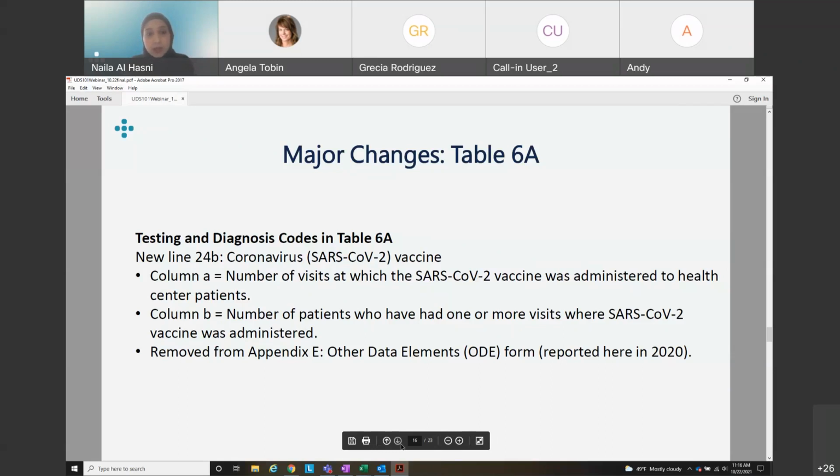Under 24B, in column A, you'll be collecting the number of visits at which the COVID vaccine was administered to health center patients, and column B will be the number of patients who have had one or more visits where the COVID vaccine was administered. This was removed from Appendix E, which is where you reported it in 2020, and it will be in Table 6A now in 2021. Next slide, please.